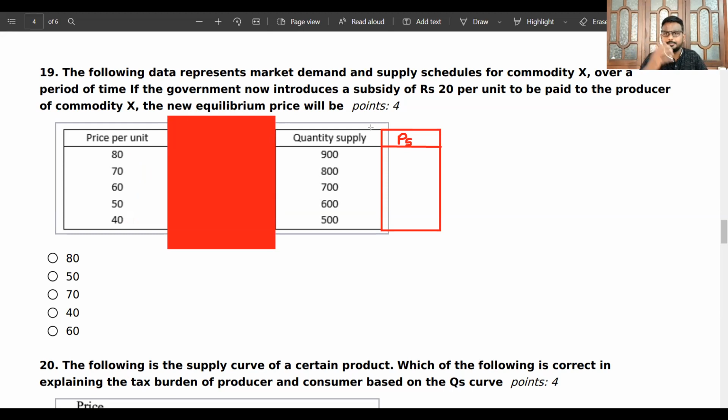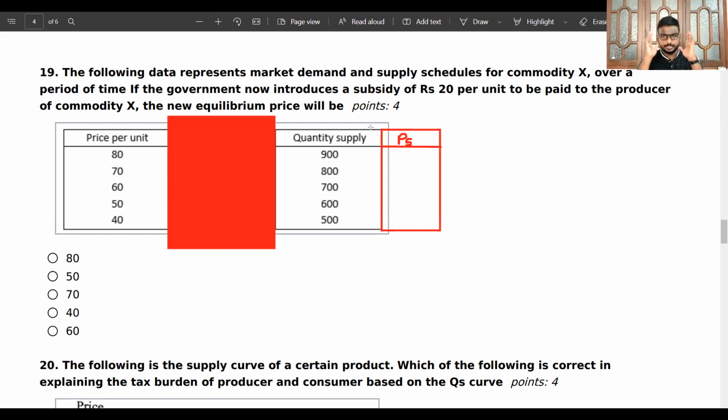So what that means is, for the producer to supply 900 units, obviously they have a certain amount of cost. Based on those costs, the producer is like, only if I get 80 rupees for myself will I be able to supply 900 units. If it's only 800 units, that means 70 per unit is enough for me to cover my costs and also get a profit out of it. So that's how the producer decides their price and supplies.